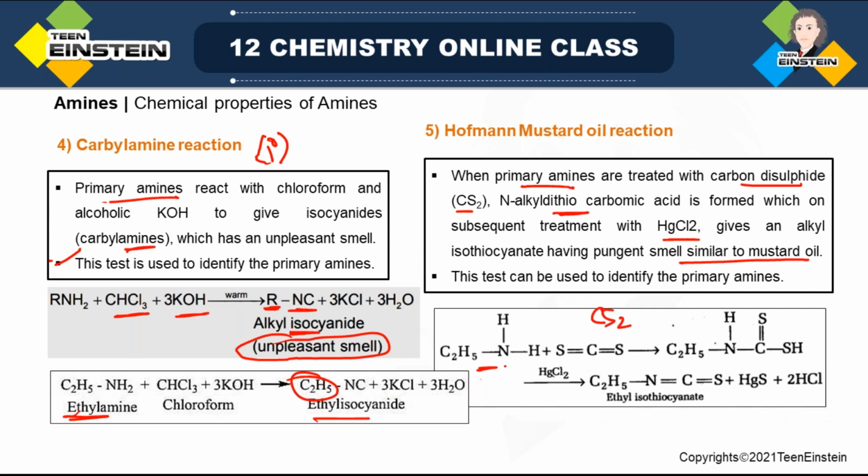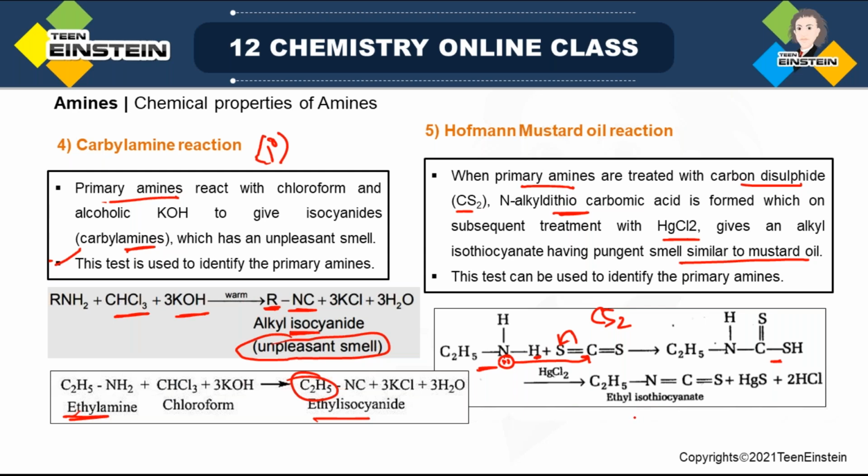First, what are we getting? Suppose this N is attacking carbon, there is a negative charge over sulfur, and that negative charge can take this H. So finally, what you are getting is EtNH-C double bond S, SH. Now, subsequent treatment with HgCl2, now what are we getting?